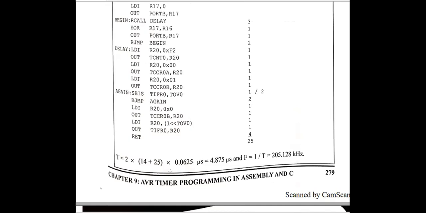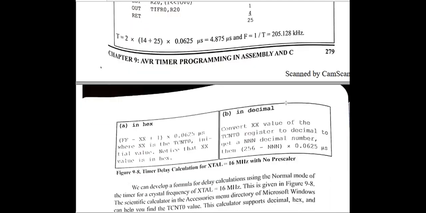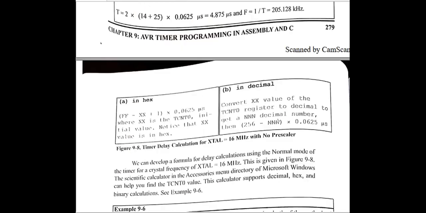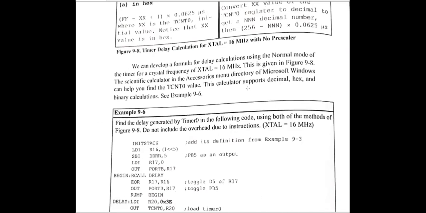So again, the time we will use: T is equal to 2 into 14 plus 25 into 0.0625 microseconds, that is 4.875 microseconds, and f is equal to 1 by T, so it will come to 205.128 kilohertz, and we have converted it in hex and decimal.